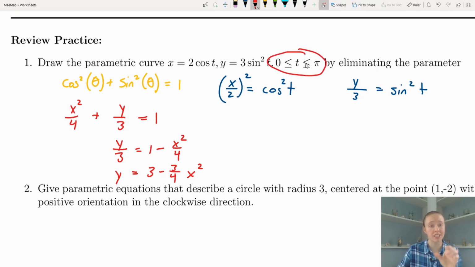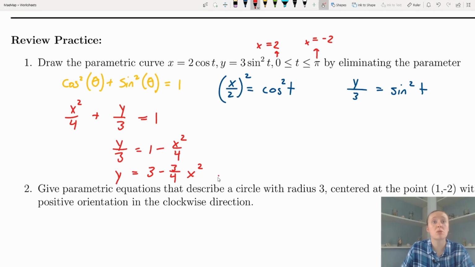However, I'm restricting my t values. So when t equals 0, what is x? Well, when t equals 0, the cosine of 0 is 1. So when t equals 0, that represents x equaling 2. And when t equals pi, if I was to plug pi in for the cosine of t, cosine of pi is -1. So that represents -2. And I have my x values in between that.